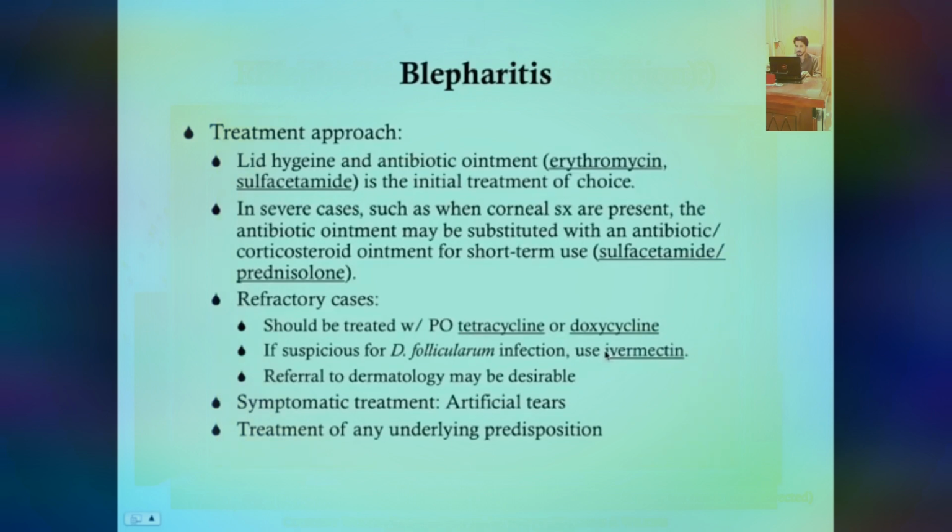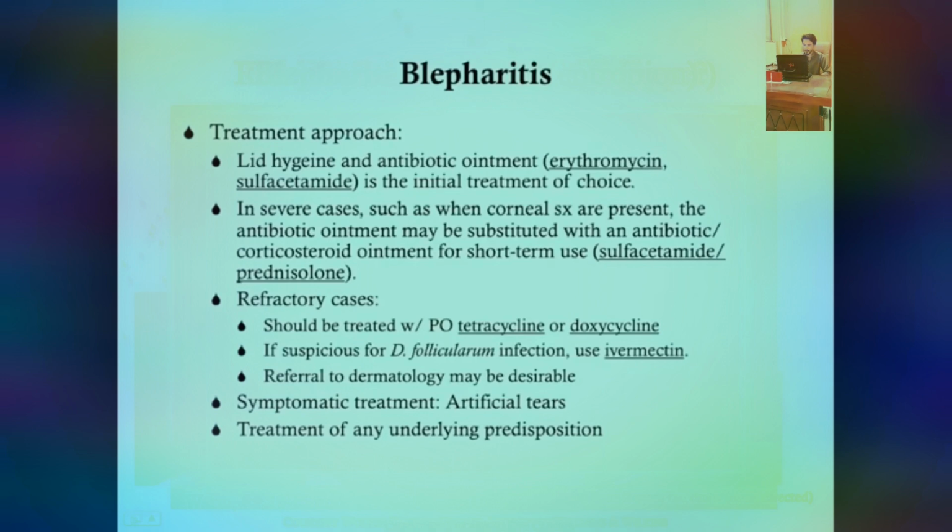So the treatment approach is lid hygiene as well as an antibiotic ointment. So that's the initial treatment of choice. That's what you'll send the patient out with. The antibiotic is topical, and you'll use either erythromycin or sulfacetamide. In cases where there's conjunctival or corneal symptoms, so a really red eye, then you may want to substitute the antibiotic ointment with a combination antibiotic and corticosteroid ointment, and that can help alleviate the symptoms a little bit quicker. And so an example of that would be sulfacetamide with prednisolone.